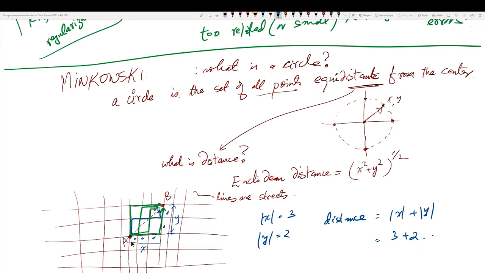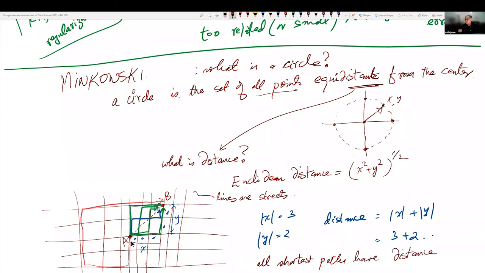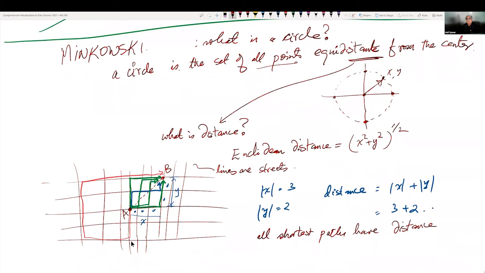Yeah, but it's the same distance whichever path you take. Yeah, exactly. So that is the interesting thing. All the shortest paths have the same distance. Of course you could take a bizarre route. Like for example, you could go like this. Right? We are not counting that. That is not the shortest path. All shortest paths have distance. So distance is always, implicitly, the distance of the shortest path.